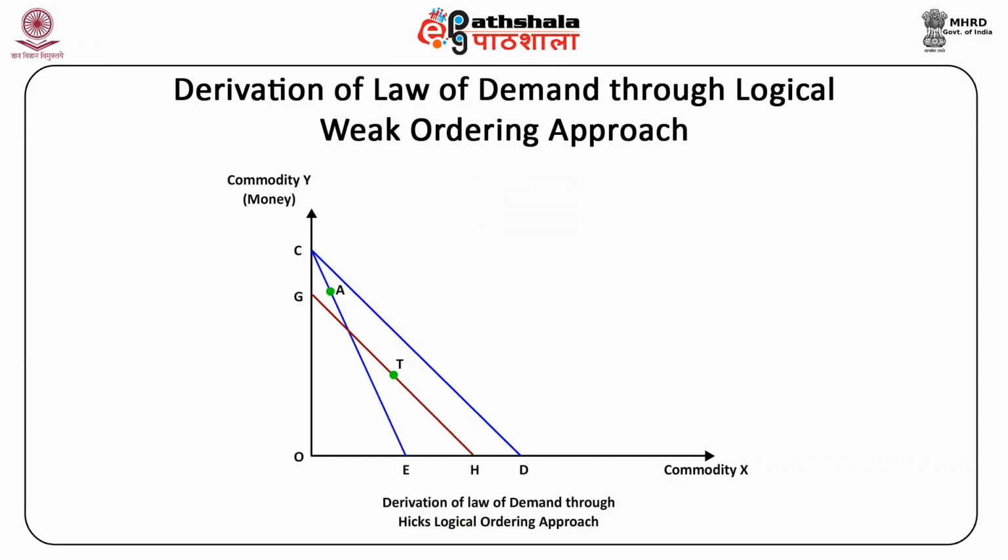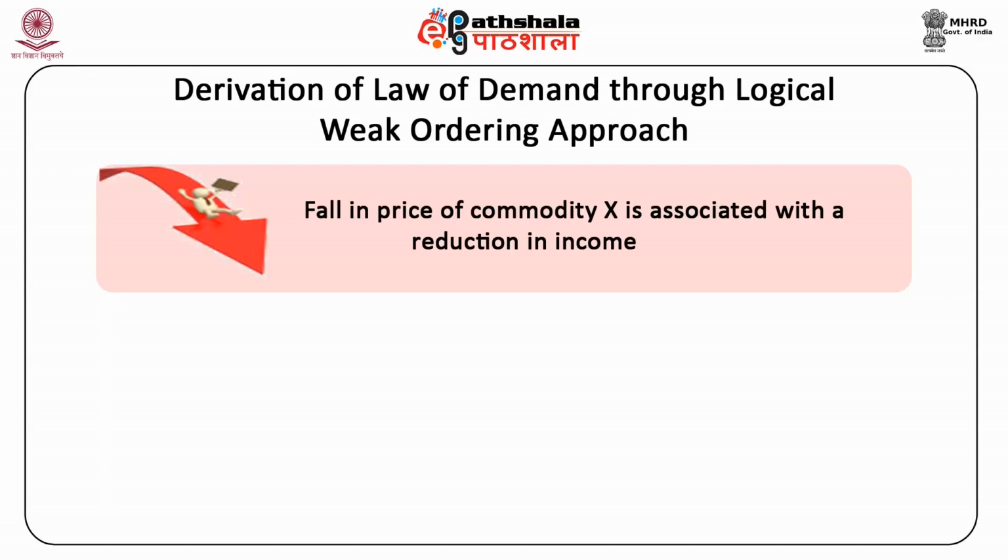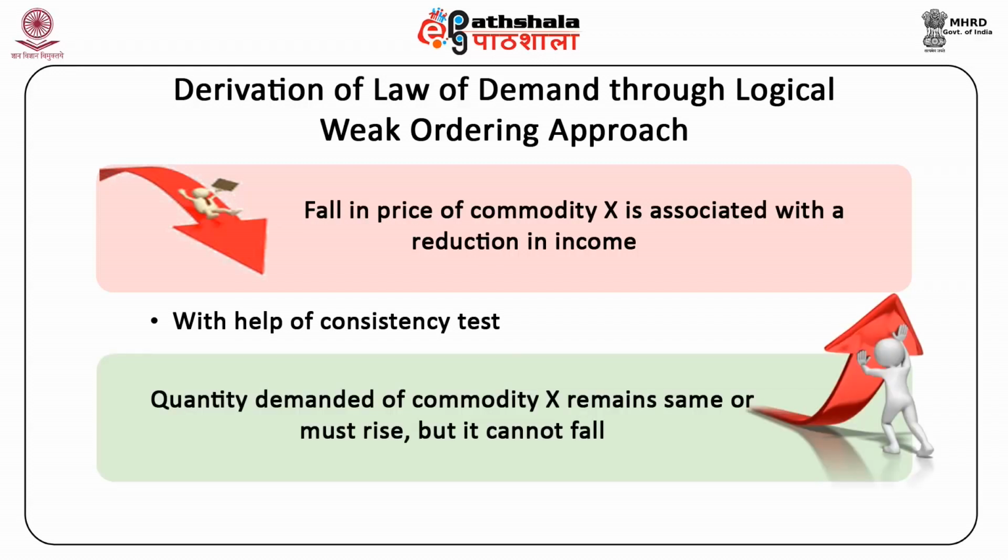In other words, it does not matter whether the new combination B on the line CD lies to the right of A or to the left of A or exactly above A, it would be preferred to A. This happens because combination A lies within the triangle OCD. When combination B lies to the right of A, it means that quantity demanded of good X rises due to the fall in its price. And if the combination B lies exactly above the combination A, then the fall in the price of commodity X is associated with a reduction in income. Then with the help of consistency test, it can be shown that the quantity demanded of commodity X remains same or must rise, but it cannot fall.